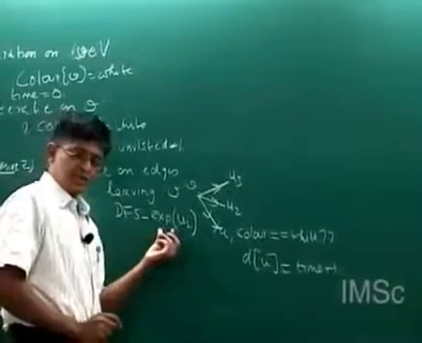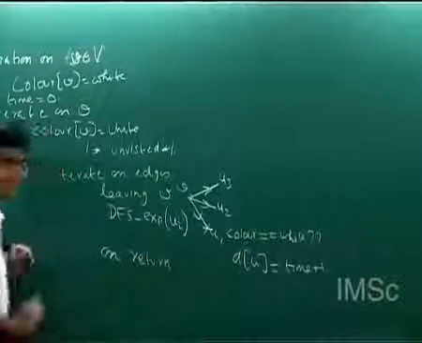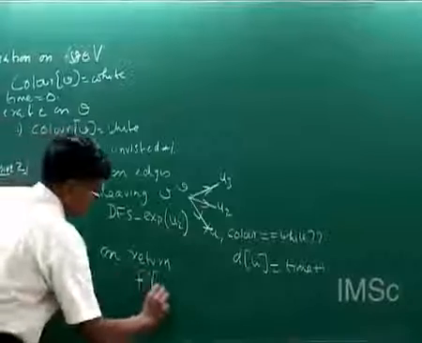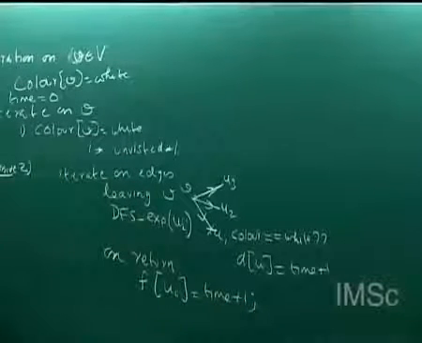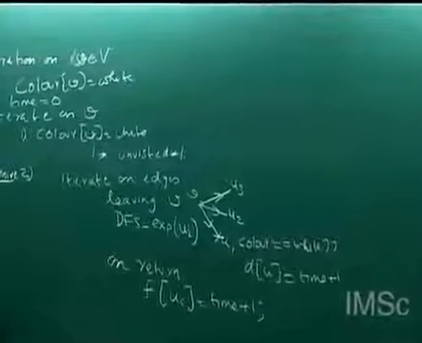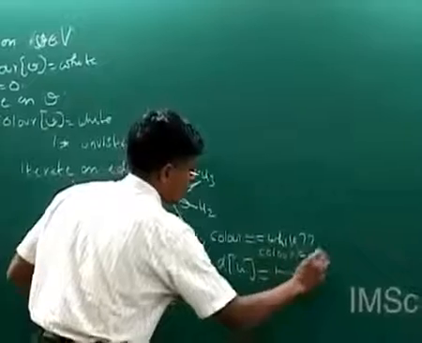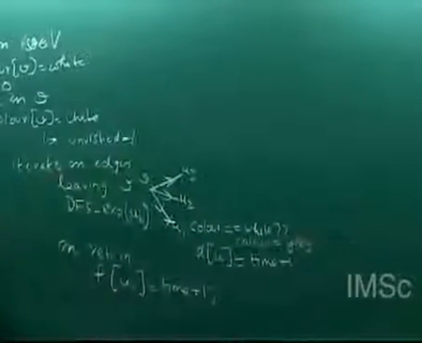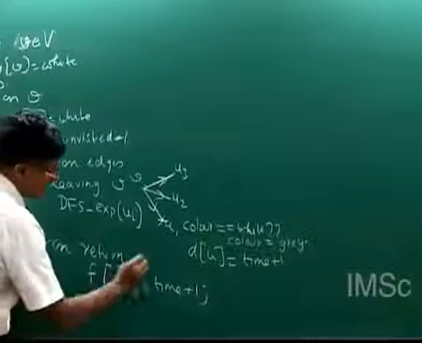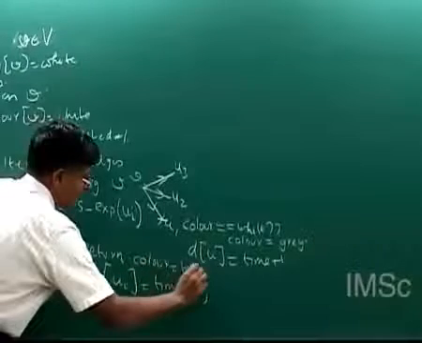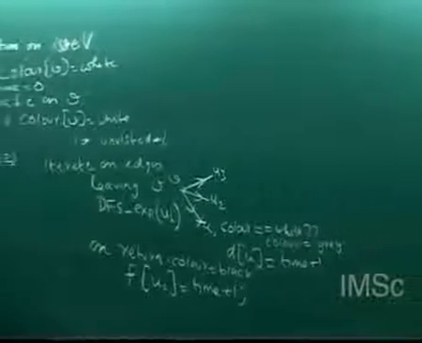And when you return from this recursive call, update f of ui is equal to time plus 1. Now also here, when you change color, you change color to gray, right? And on return, before you increase this, you change color to black. I'm doing this very fast, but I'm sure you'll be able to visualize this. So let's just see this.